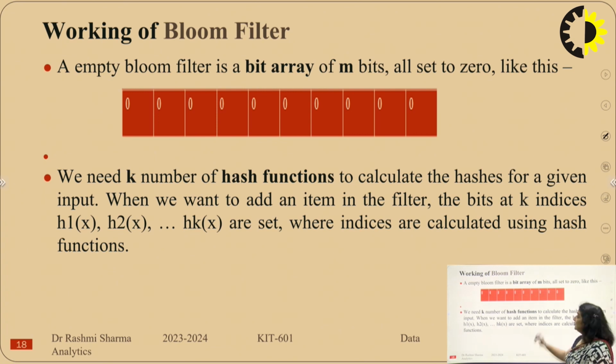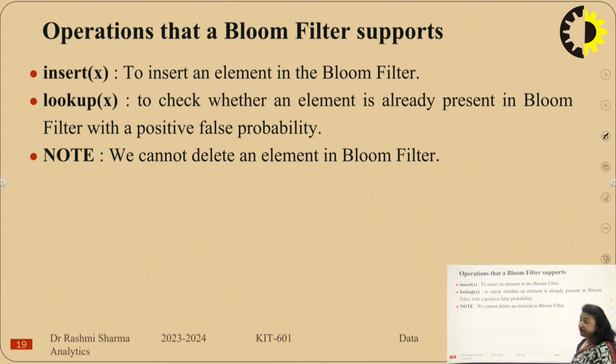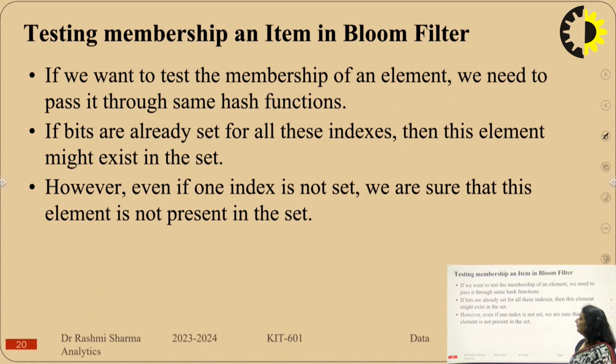So we start with setting m number of bits, the mod value. All m bits are set to 0, and we use k hash functions to calculate the hashes for the given input. When we want to add an item to the filter, the bits at the k indexes are set. The element x is inserted into the Bloom filter, and for lookup we check whether an element is already present in the Bloom filter. If it is, then there is a high probability of false positive.